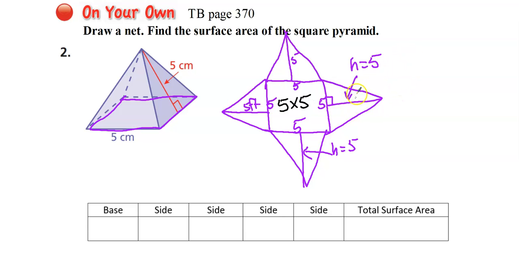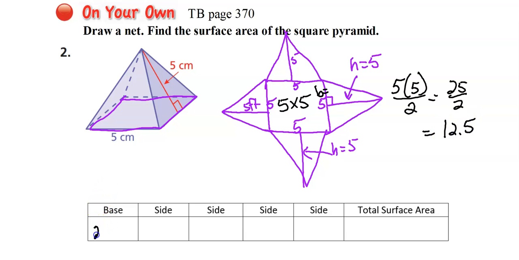Okay, so inside here, I know that the square is 5 times 5. And then I know that each triangle is, right? So here's my base is 5, my height is 5. I do 5 times 5 divided by 2. Now, this is a decimal, which is okay because when I do 5 times 5, it's 25. And when I divide it by 2, I get 12.5. So the base is 25 centimeters squared, and each of the sides is 12.5 centimeters squared.